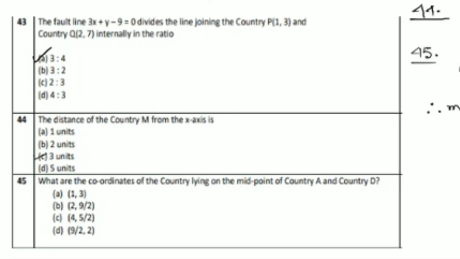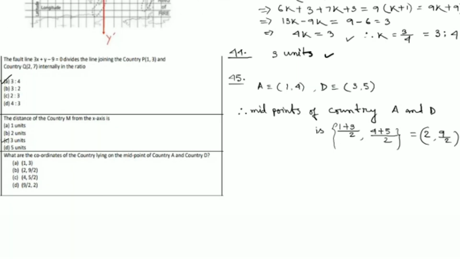Now we will solve problem number 45, and the question is, what are the coordinates of the point lying at the midpoint of A and D? The coordinate of A is (1, 4), I have already found it, and the coordinate of D is (3, 5). So the midpoint of A and D is ((1 + 3)/2, (4 + 5)/2), and it will be (2, 9/2). So option B will be the right answer.